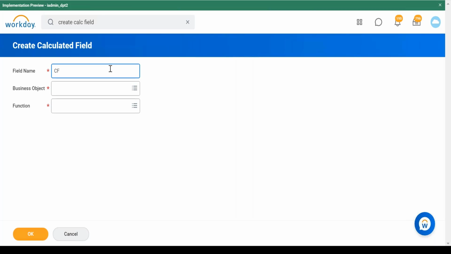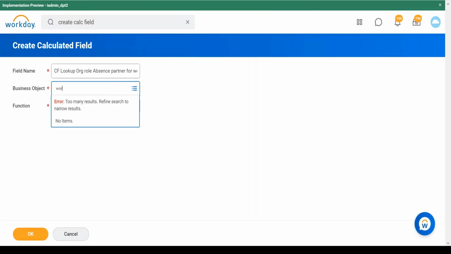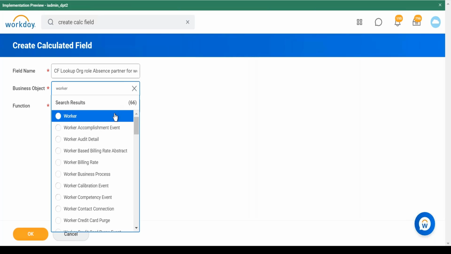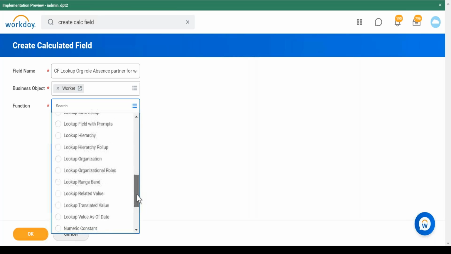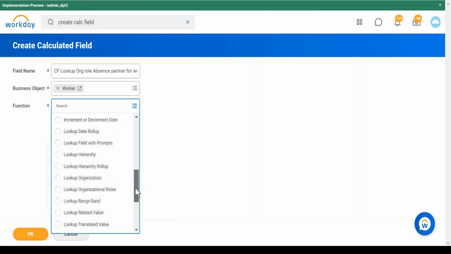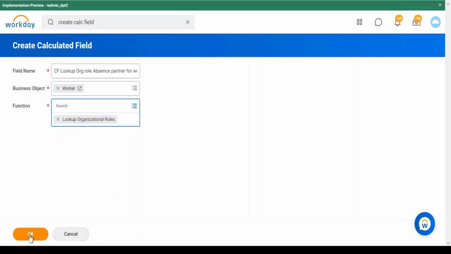So let me show you the calculated field. We are doing Lookup Organization Role, and I'm looking at the absence partner for the worker. I'm looking at the absence partner for the supervisory org of the worker, not company hierarchy or their location hierarchy. Like I said, you can only use this function for worker BO. It doesn't work on any other business object because org roles are usually assigned for workers only. So, Lookup Organization Roles.